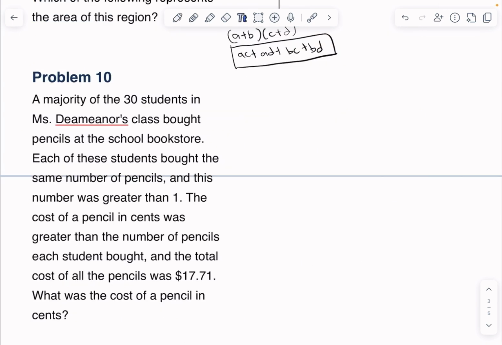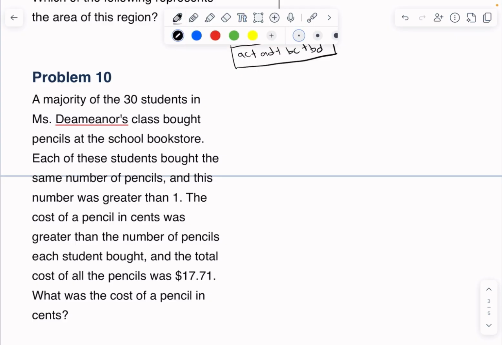Problem 10. A majority of the 30 students in Miss Demonor's class bought pencils at the school bookstore. Each of these students bought the same number of pencils, and this number was greater than 1. The cost of a pencil in cents was greater than the number of pencils each student bought, and the total cost of all the pencils was $17.71. What is the cost of a pencil in cents? Okay, so we need to find the factors of 1771.